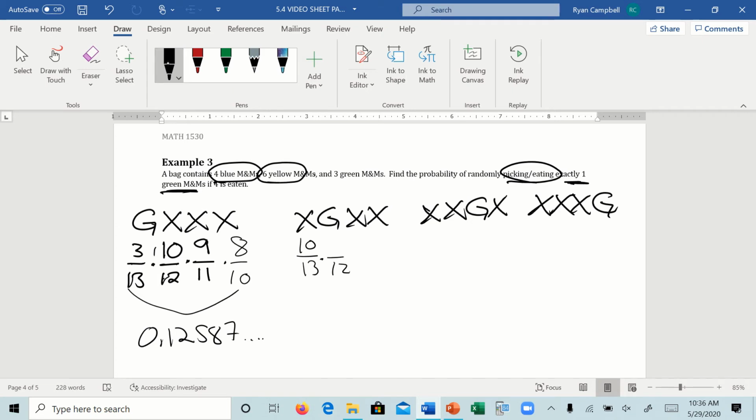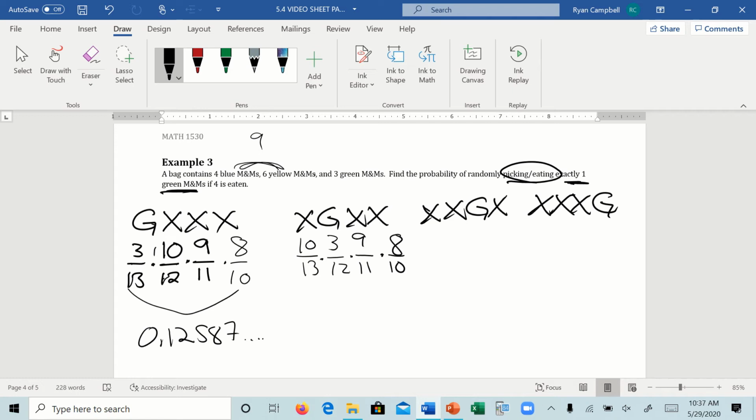We ate one, so there's one less M&M. But since we only ate from the blue or yellow, we still have 3 green M&Ms, right? So if we eat a green M&M, we have one less M&M. And remember, since we've already eaten one M&M that's blue or yellow, we have one less M&M. So now we just have 9 non-green M&Ms. If we eat that one, right, then we have 8 non-green M&Ms.